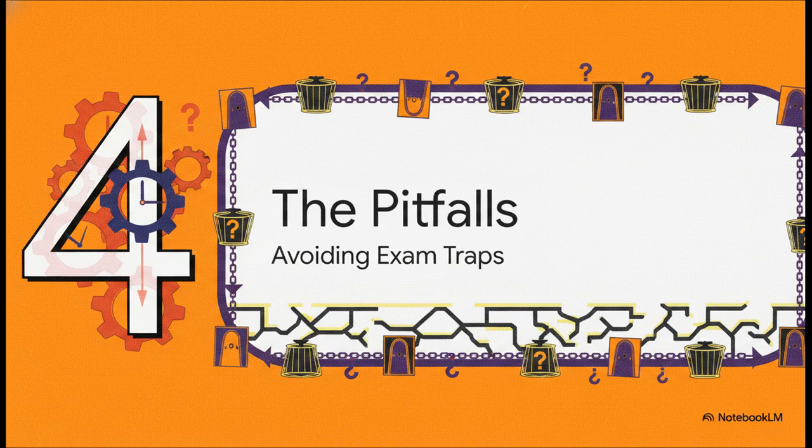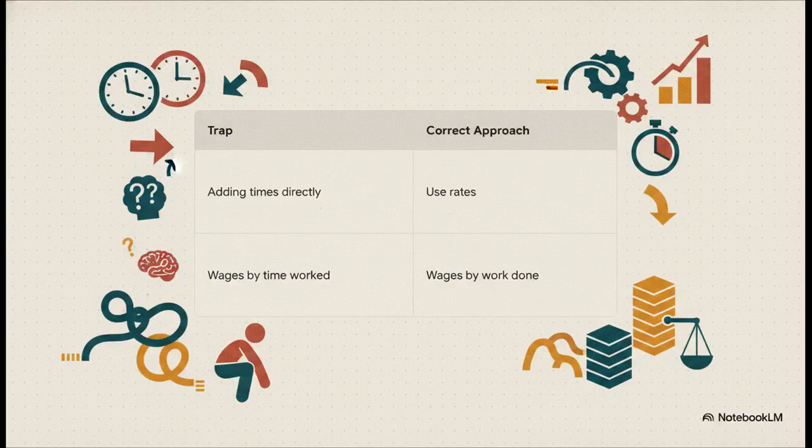Section 4, the pitfalls. Look, the examiners know exactly how your brain wants to short circuit under pressure. The absolute most common trap, adding times directly. If A takes 10 days and B takes 20 days, together they do not take 30 days. Or even 15 days. That makes zero logical sense. Together they absolutely must be faster than the fastest person working alone. Always calculate using rates, never add times.